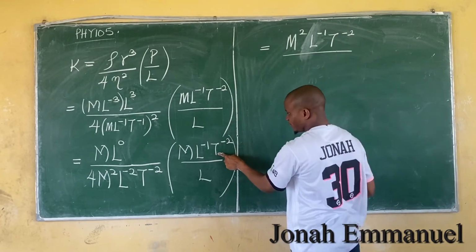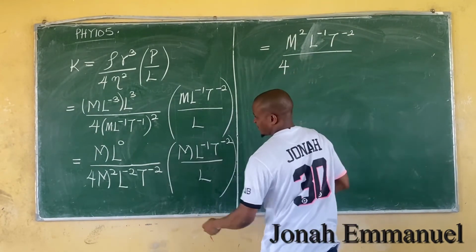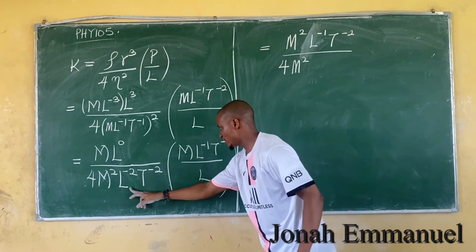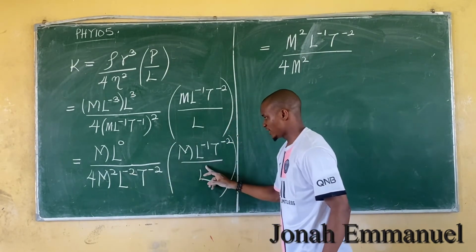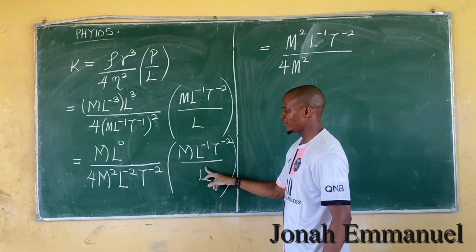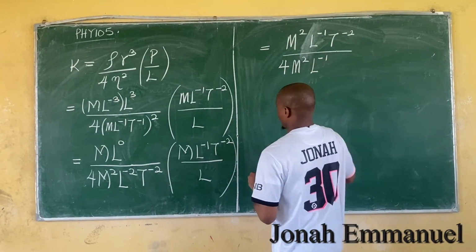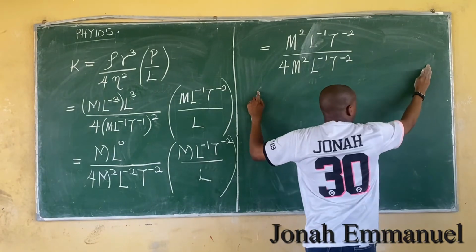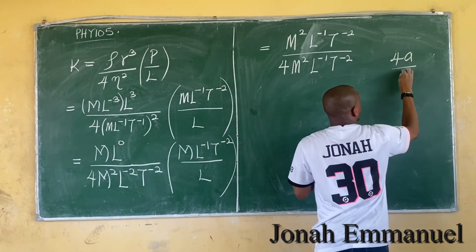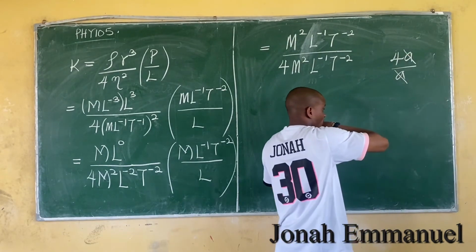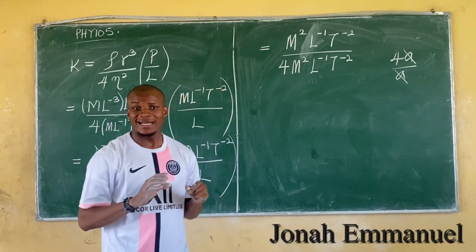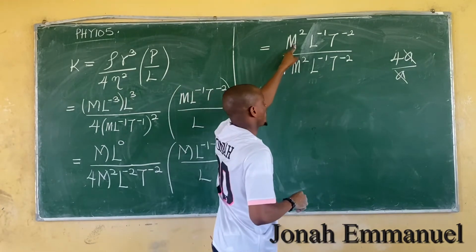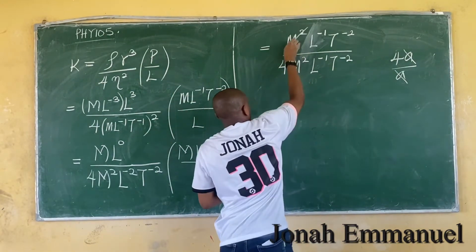All over. So 4. Take M. What's M here? Squared. M squared. Take all the L's. This L to the power minus 2, this L to the power 1. Minus 2 plus 1 gives you minus 1. So L to the power minus 1. Take T. T to the power minus 2. Look at this. If I say 4a all over a, this can cancel these two. Why can they cancel? They are the same. If parameters are the same, they can cancel. M squared and M squared are the same thing? Yes. So this will cancel this.